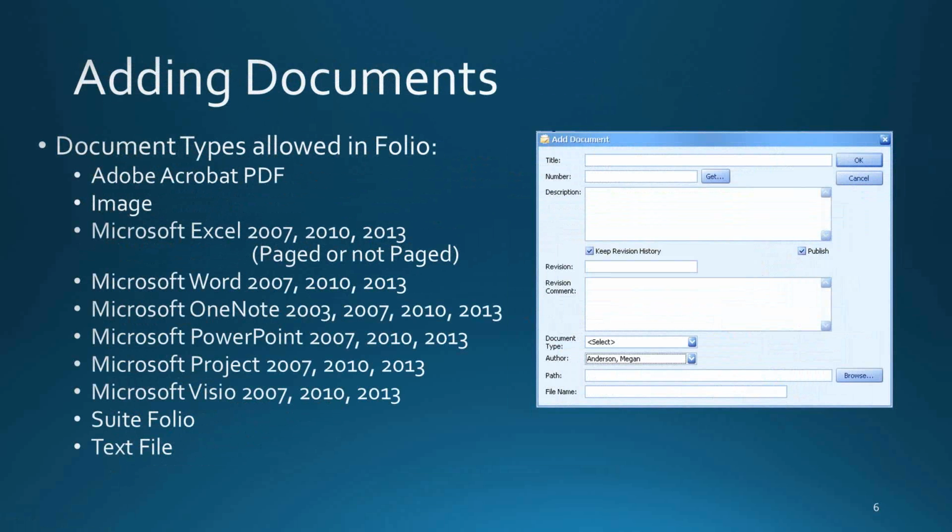We are prompted for the following: title, obviously required, document number, fairly optional, and the description, so we know what it is we're dealing with. We can keep the revision history and choose to publish it or not in the folio.